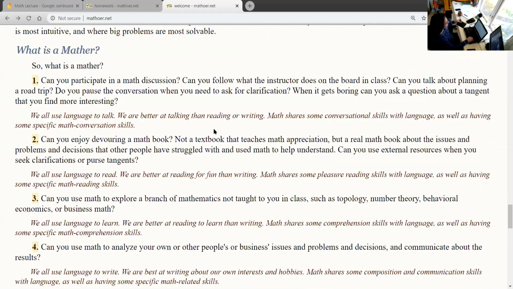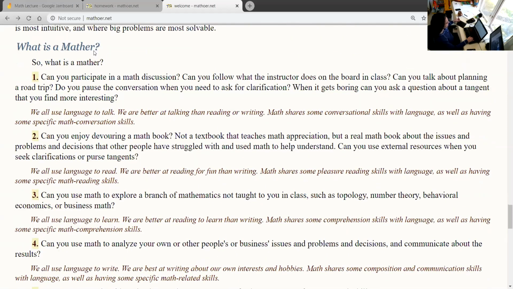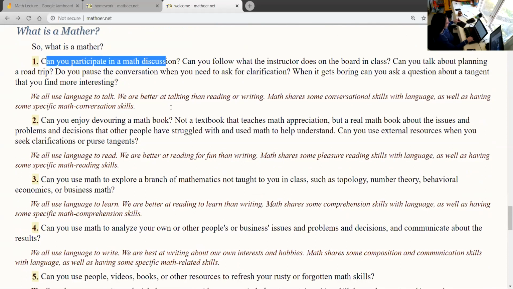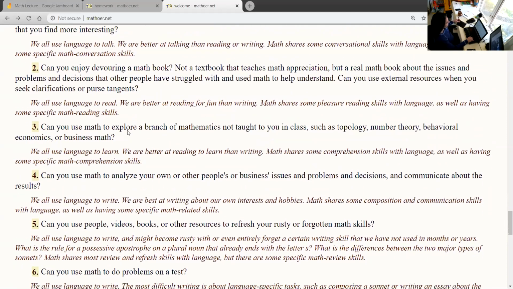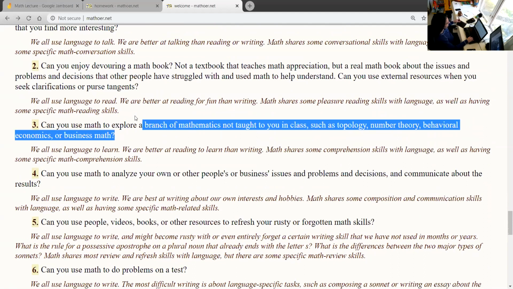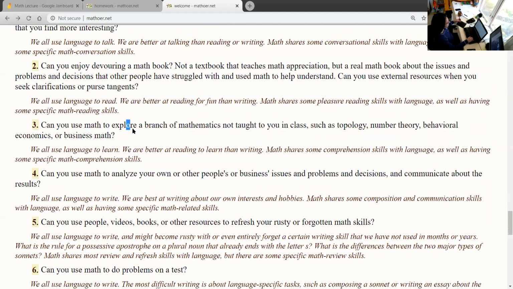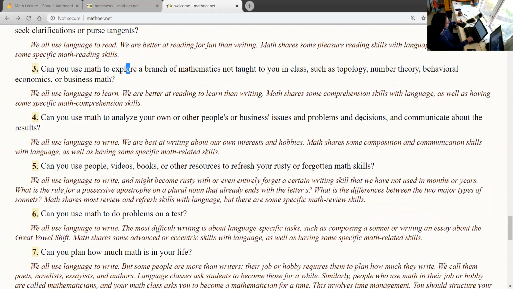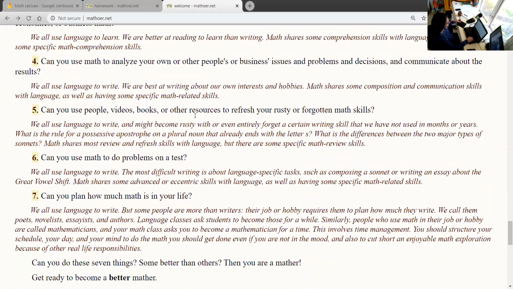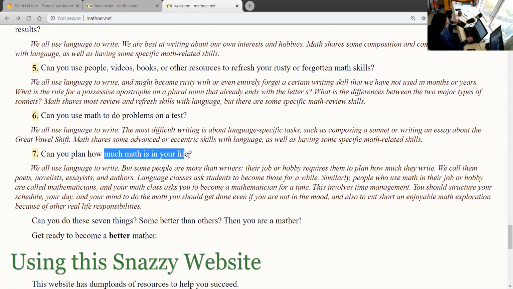So what it really would mean to be a mather, if this was a real word, was, can you participate in a math discussion? Can you enjoy a book that you don't actually have to make any math about? Can you explore branches of mathematics other than the ones that are normally taught in classes? Can you look at issues and problems and help make decisions? Can you use resources to refresh any rusty skills? Can you do problems when you need to do problems? And can you plan how much math will be in your life?